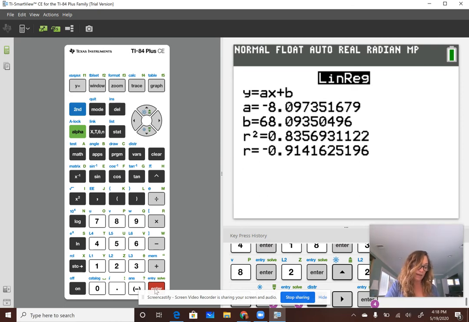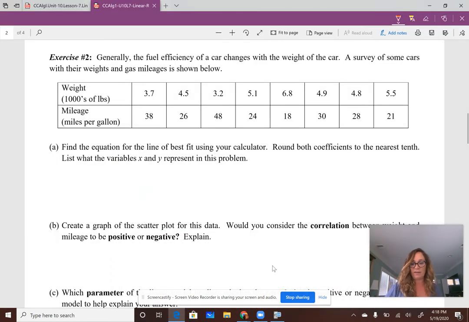And the weight of the cars is in thousands of pounds. Okay, so there's no car that's 68 pounds. It's 68,000 pounds. Okay? All right. List what the variables represent. All right, so I'm going to leave this screen for a second, and I'm going to write on this.